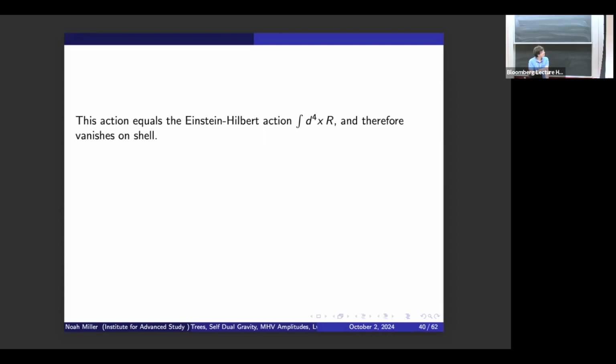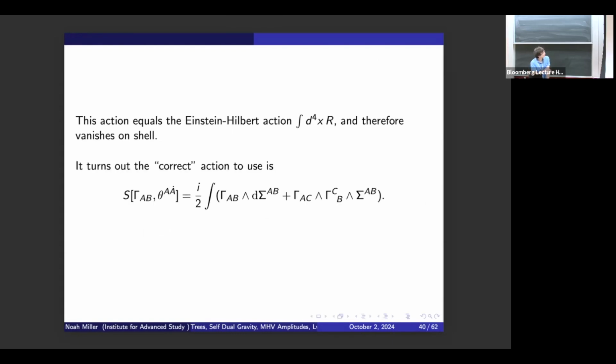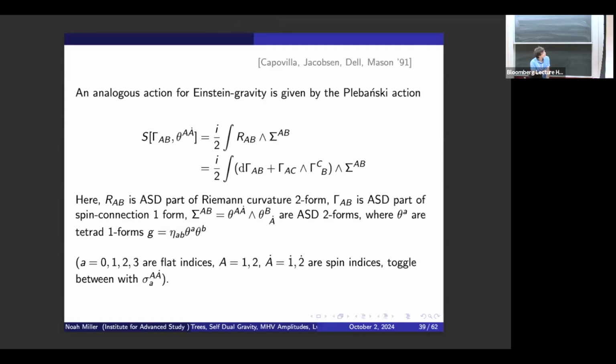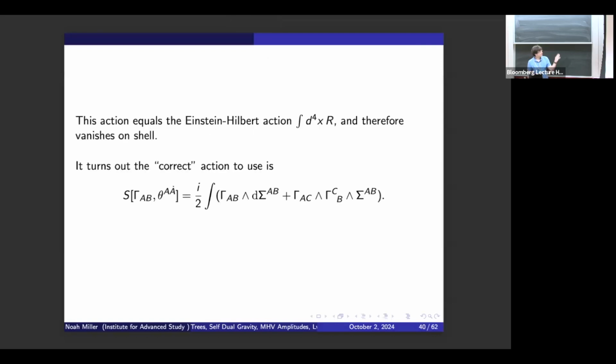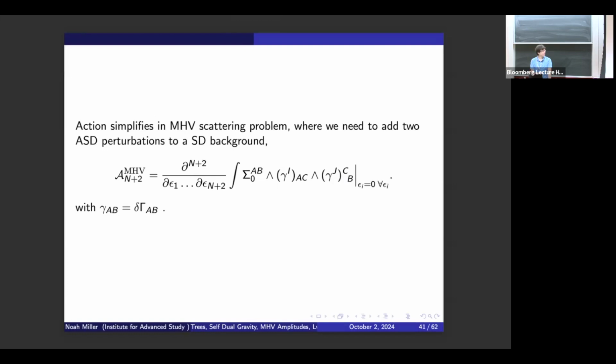Actually, this action is literally equal to the integral of the curvature scalar, and therefore vanishes on shell. But it turns out the correct action to use requires you to integrate by parts here. Take this d and put it here, and it differs by a boundary term. That turns out to be the action you want to use. Anyway, if you plug in the equation of motion, the action simplifies for a situation where you have a self-dual background and two anti-self-dual perturbations.